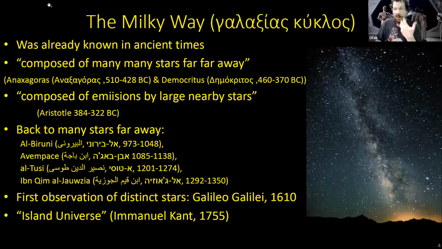On the contrary, philosophers and scientists like Aristotle claimed that it was actually nearby stars that are just very large. So not many, many far away, but fewer ones that are close by and are large. This was accepted for a while, but many different opinions lingered on for a very long time.